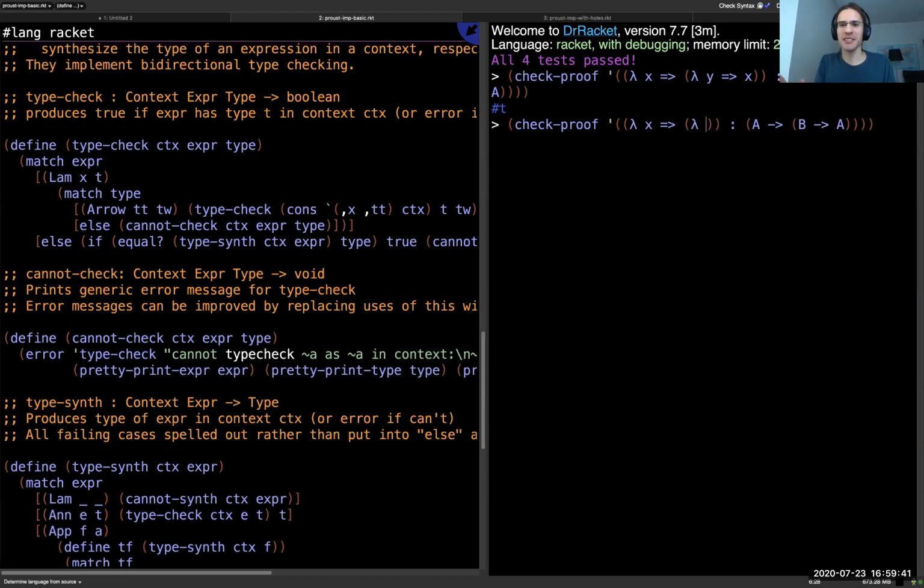So then we start. Now I want some function that consumes a proof of B and returns a proof of A. I'll just call the formal parameter of that function y. And then what do I return? Well, I need a proof of A. Where is that proof of A?